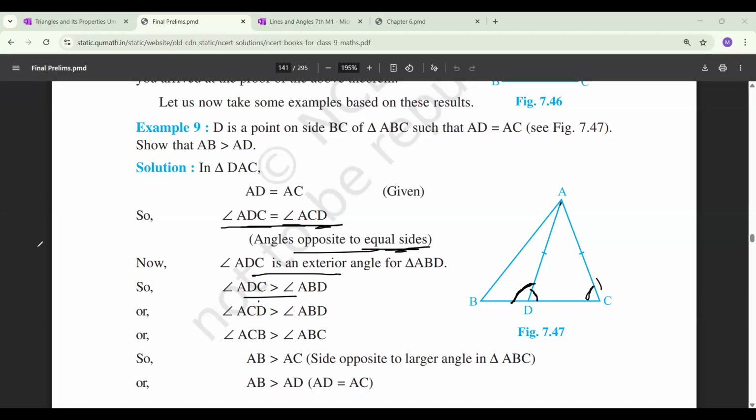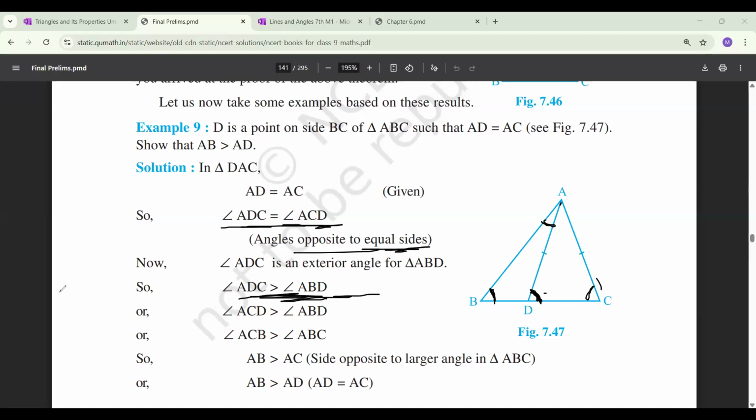We can also see this thing. So therefore, we have these two angles as equal. Now, since this is an exterior angle for triangle ABD, angle ADC is an exterior angle, meaning the outward of it. So of course this exterior angle would be greater than this, because the exterior angle is the sum of this and this, right? So of course angle ADC is greater than angle ABD. Okay, this is what they have said.